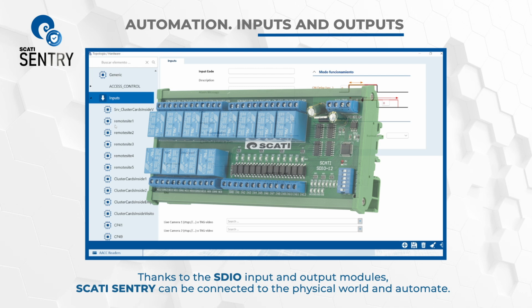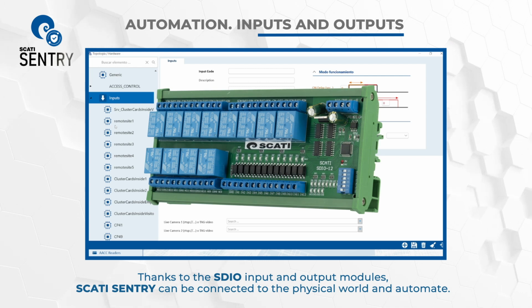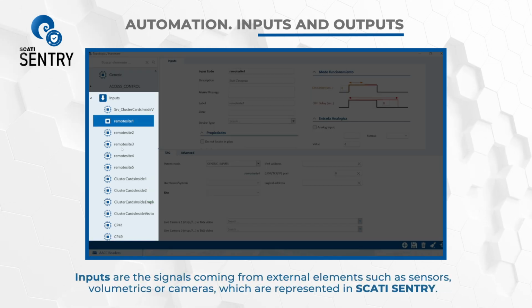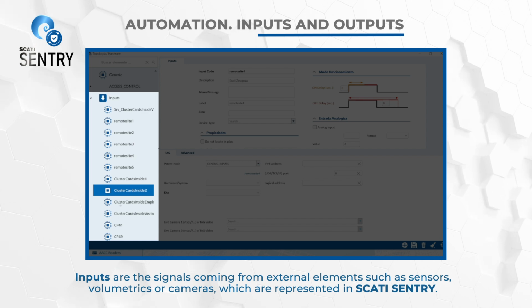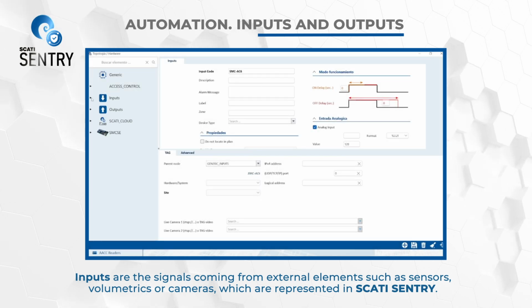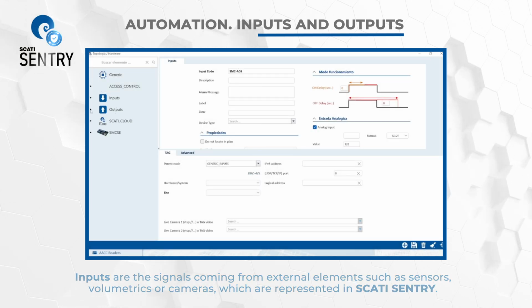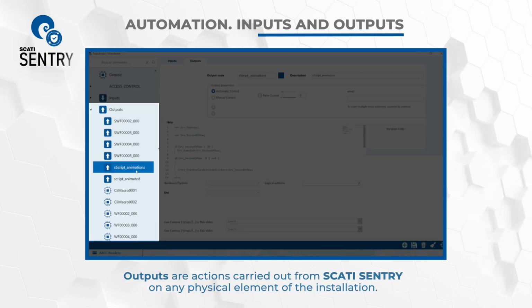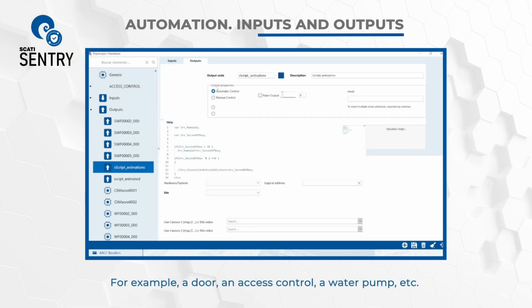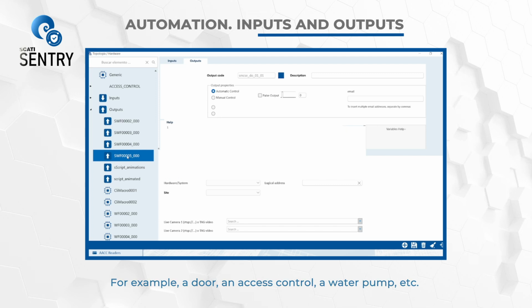Thanks to the SDIO input and output modules, SCATI Sentry can be connected to the physical world and automate. Inputs are the signals coming from external elements such as sensors, volumetrics, or cameras, which are represented in SCATI Sentry. Outputs are actions carried out from SCATI Sentry on any physical element of the installation. For example, a door, an access control, a water pump, etc.